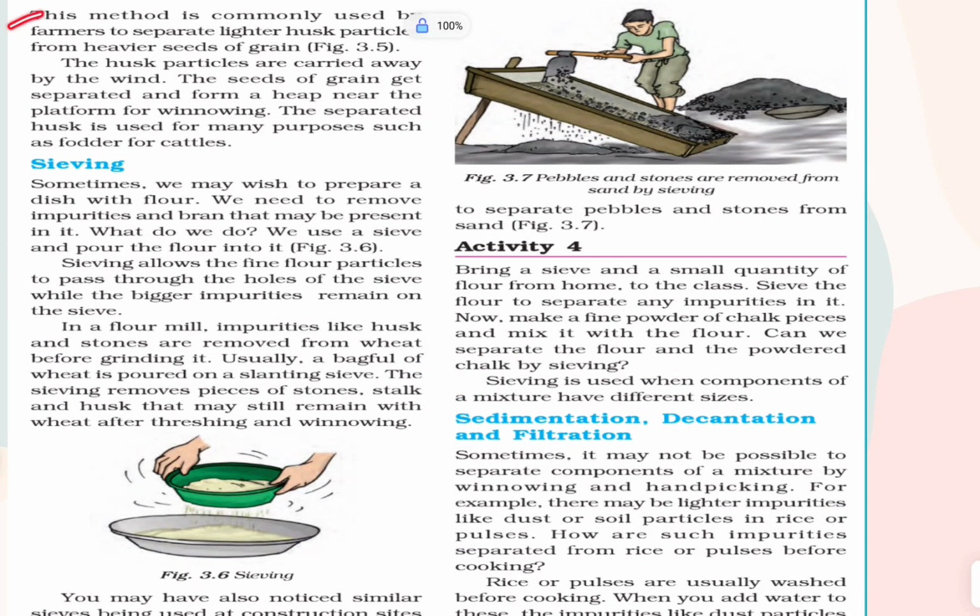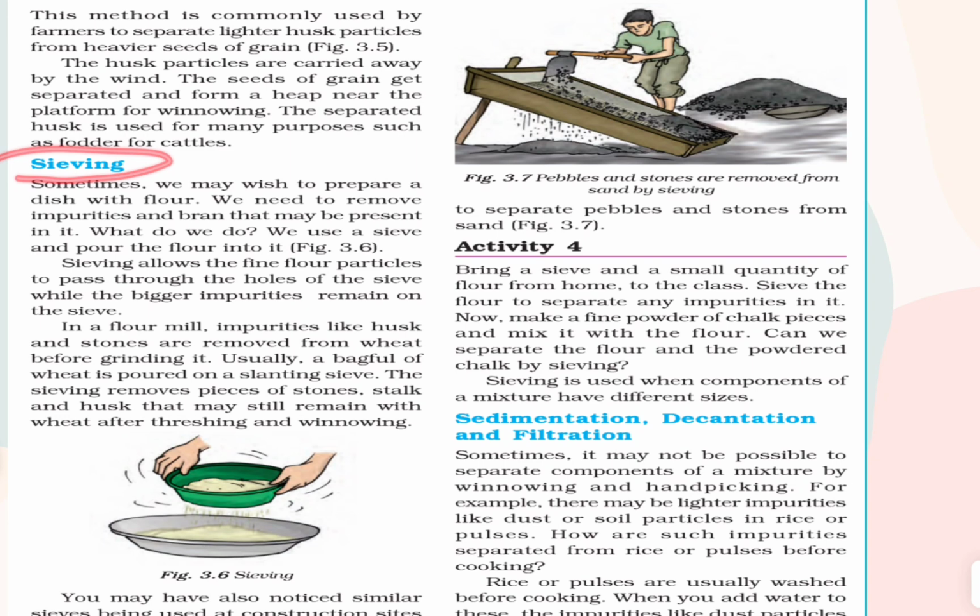This method is commonly used by farmers to separate lighter husk particles from heavier seeds of grain. Husk particles are carried away by the wind. The seeds of grain get separated and form a heap near the platform for winnowing. The separated husk is used for many purposes such as fodder for cattle.